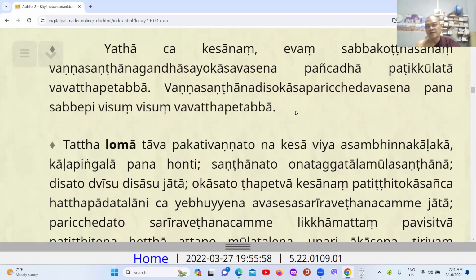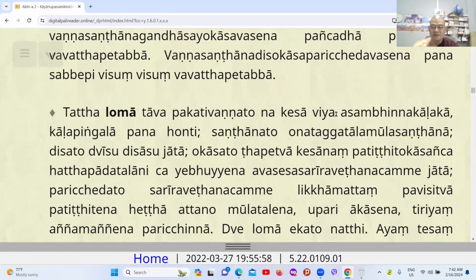So we have to contemplate the Kesa with 5 aspects as repulsiveness. But the Kesa can be contemplated in many ways: the Samatha way, the Vipassana way, as I told you just now. Loma, body hair, is not just like a kesa.